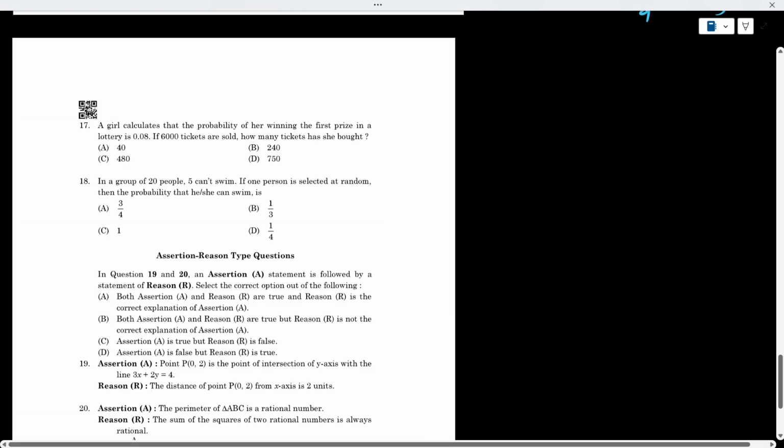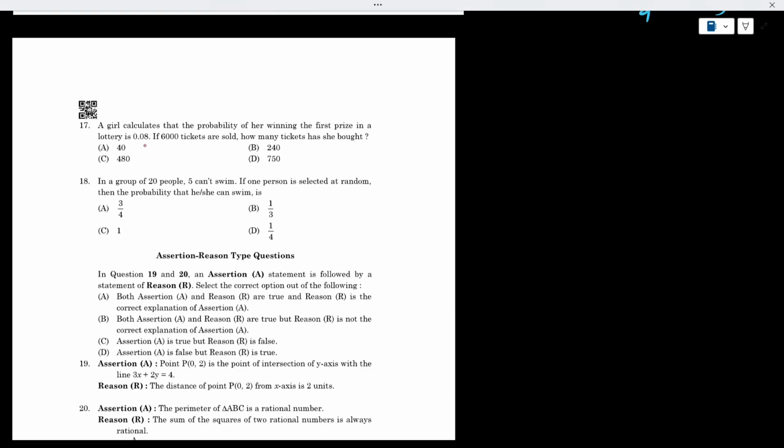Now this is your question number 17. It says a girl calculates the probability of her winning the prizes. So probability of winning is given as 0.08. Just do the multiplication, 0.08 times 6,000. For 6,000, how many tickets did she buy? So its answer, you will get 480 tickets. So she bought 480 tickets out of 6,000. That's why you are getting here 0.08. So this option number C is the right option.